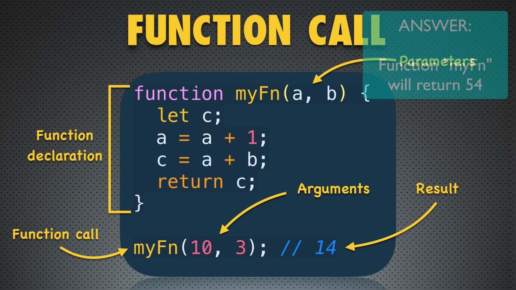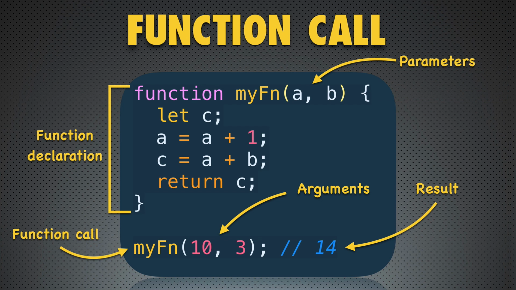Correct, you will get 54. Okay, let's move on. Very important notice. Please keep in mind that names that you put in the parentheses after the function name are called parameters. And values or variables that you put in the parentheses in the function call are called arguments.